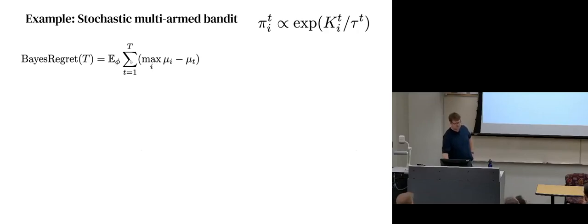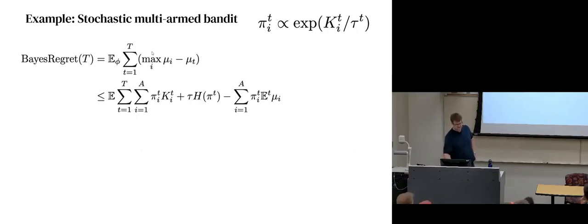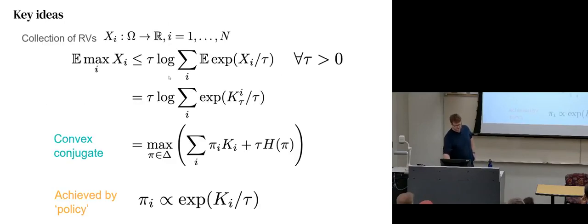So the Bayesian regret is just the expectation under the prior of the regular regret. And so we have this expected max. I'm going to replace that with what I had on the previous slide, where I had the expected value of a max, and I was able to upper bound that by this quantity here, which just depends on the average utility plus the entropy. And this max here, as long as I use this policy, which is what I'm using, then I can just plug in that pi.